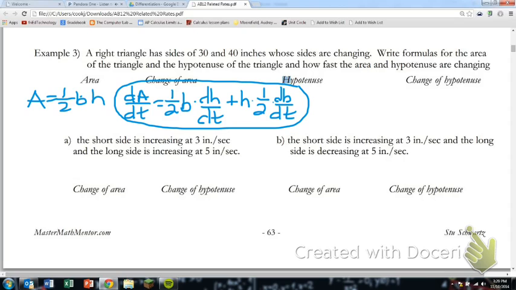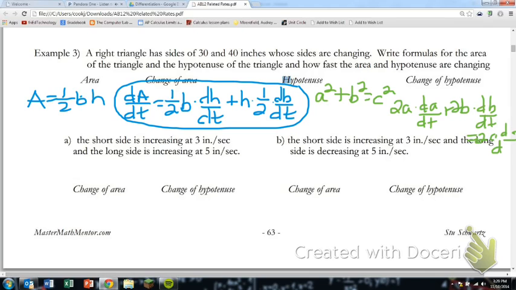And then we have the hypotenuse formula, or the Pythagorean theorem, my favorite derivative. You can't tell me this isn't Pythagorean or this isn't Shakespearean whenever you say it. It's 2a dA/dt plus 2b dB/dt equals 2c dC/dt, right? So that's our change of hypotenuse formula.